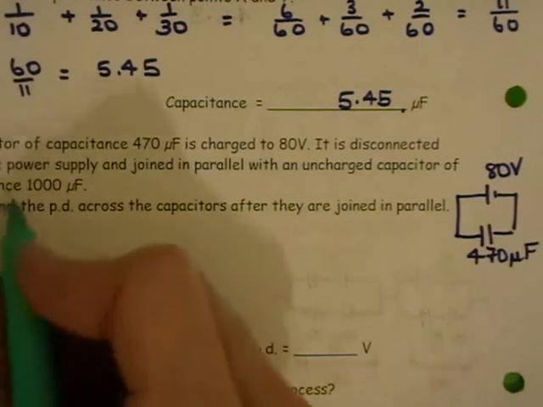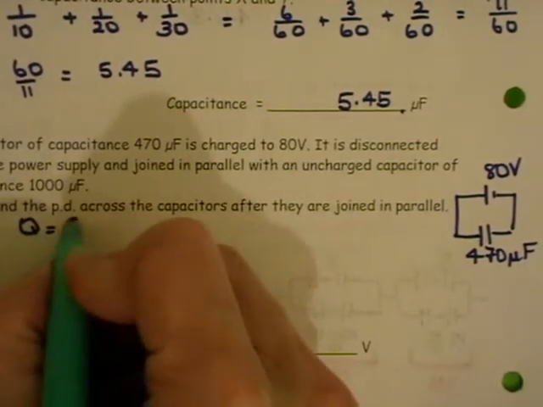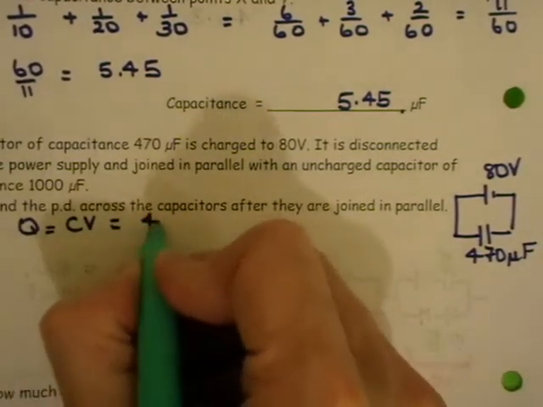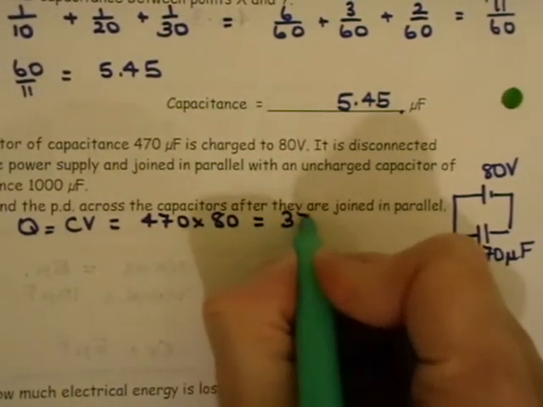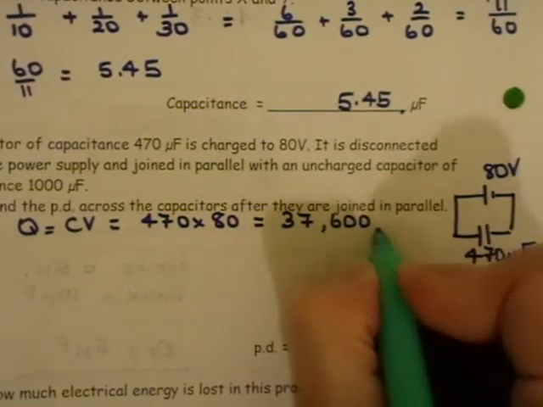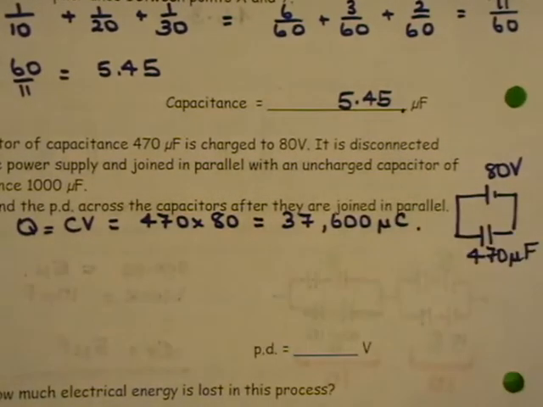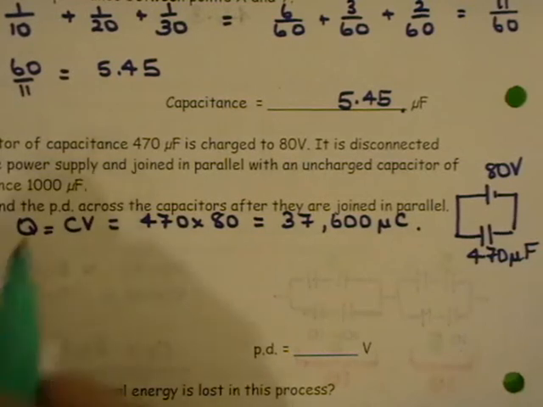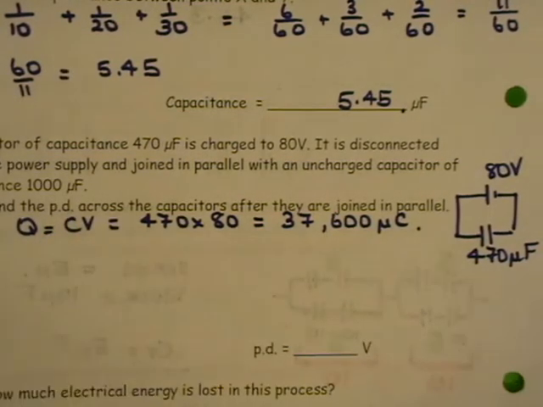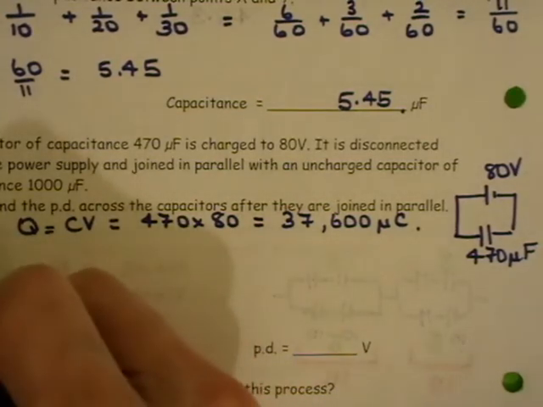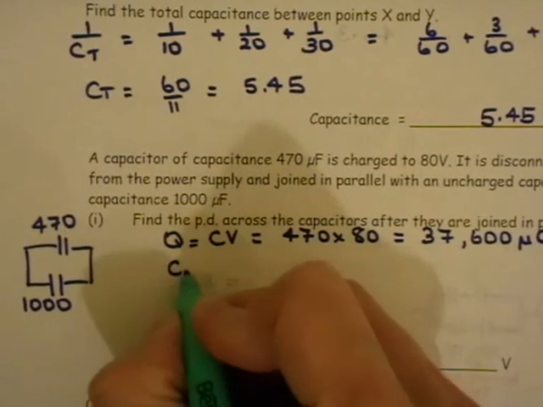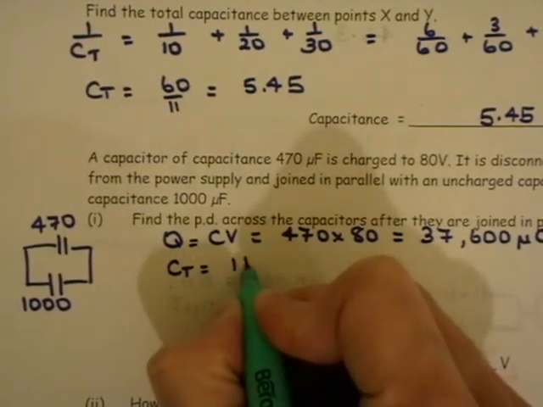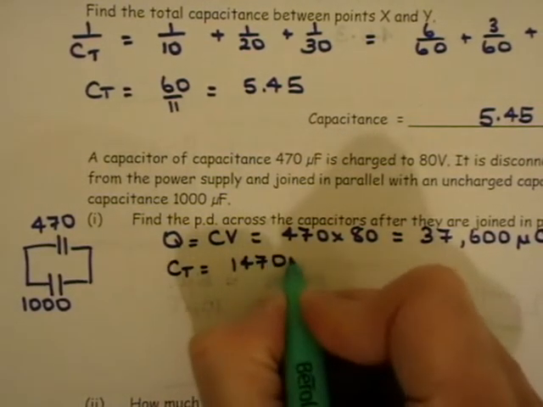And so Q is equal to CV, and that's 470 times 80, which gives you 37,600 microcoulombs. Then to find the total PD across them, you have to work out the total capacitance when they are joined over here. They're in parallel, so you just add them. And so that gives you 1470 microfarads.